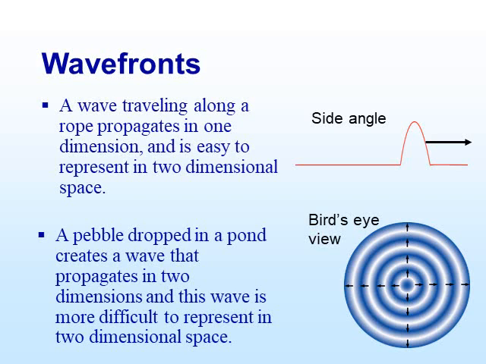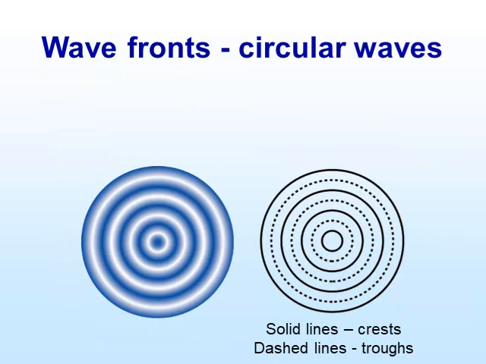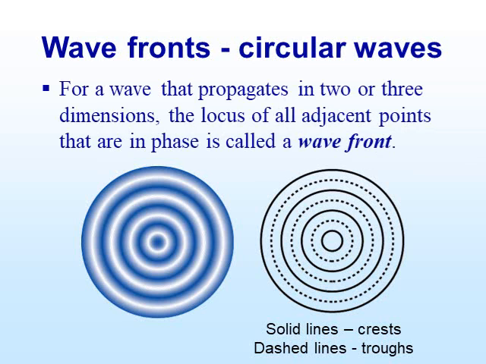So what can we do with that? I mean, first of all, that's an okay way of doing it, but it's kind of hard to draw. So as you can see here, I've recreated it in diagram form using solid lines to represent the crests of each wave with the dashed lines between to be the troughs. Each collection of points which are adjacent and in phase, in other words, the circles, are called wavefronts. And they're a useful way of describing what's happening in terms of waves in a system.